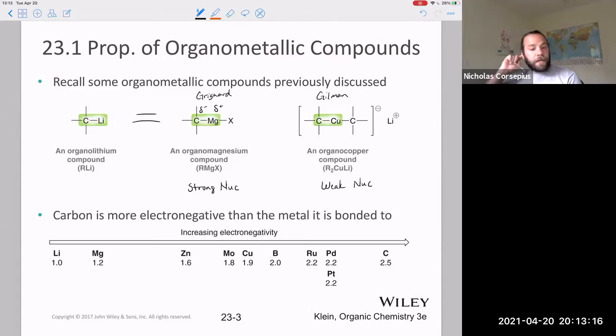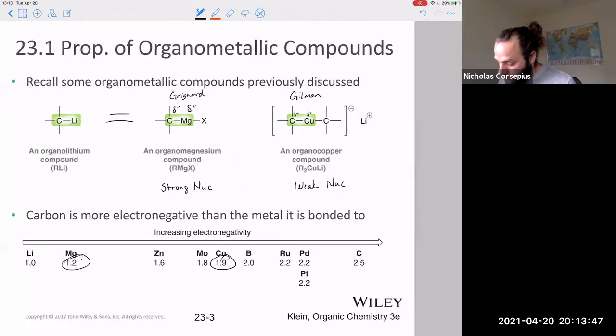And this can be explained by simply the trends in electronegativity. Copper is more electronegative than magnesium, right? So the difference between copper and carbon is less than the difference between magnesium and carbon. Right, so the partial positive charge on the Gilman copper and partial negative charge on the carbon are smaller in a Gilman than in a Grignard.